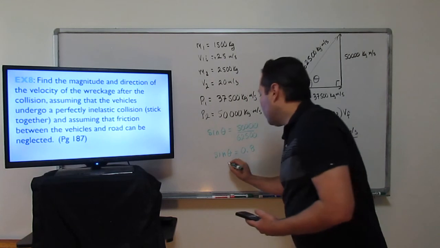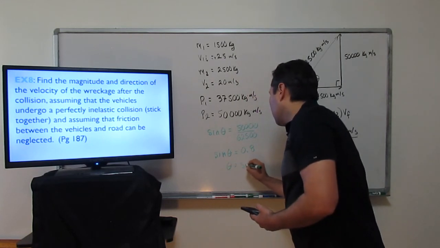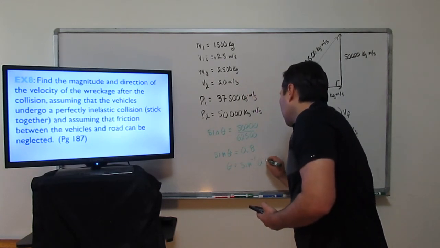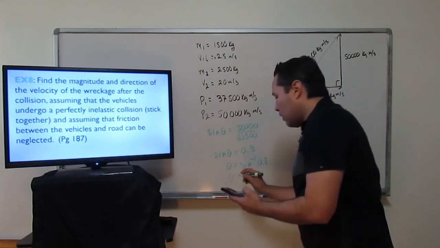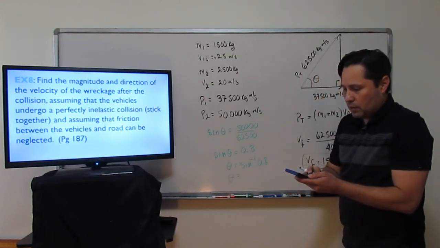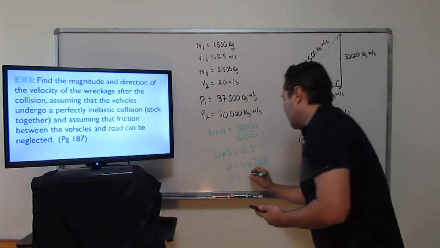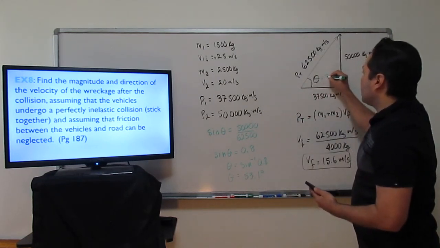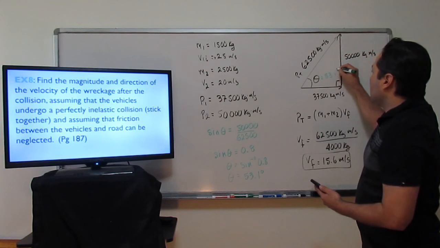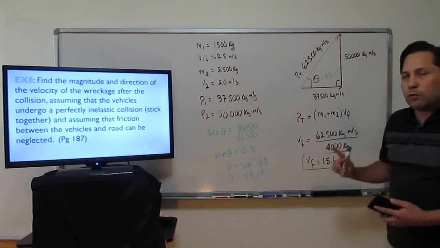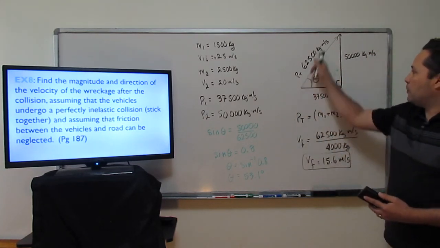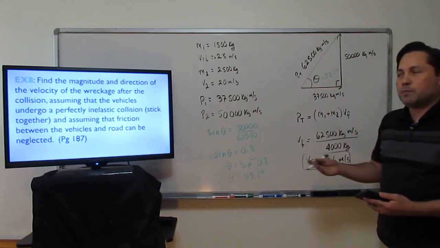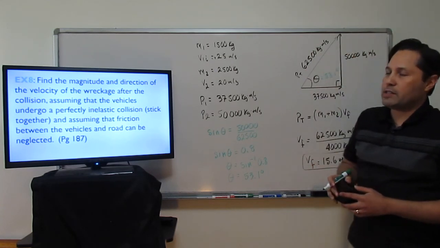Now I'm going to do inverse sine of 0.8 to get the angle, and that's going to give me the angle for this. So the inverse sine of my answer is 53.1 degrees. And that is my answer for the direction. So we got the magnitude, the speed at which they're traveling, and the direction, 53 degrees above the x-axis. All right, that takes care of example 8.